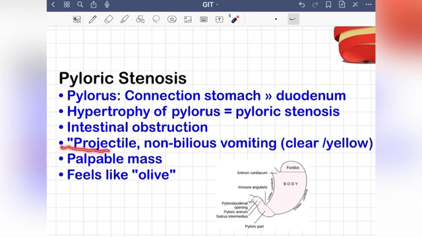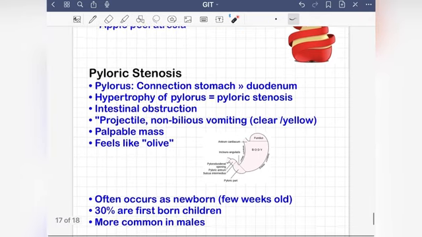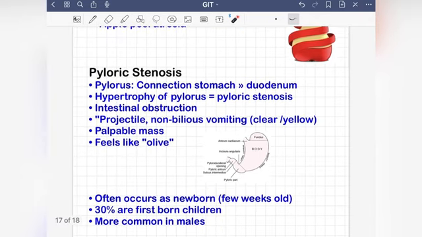Classically, these babies present with projectile non-bilious vomiting. So non-bilious means clear or yellow vomiting, as opposed to bilious vomiting, which is usually dark green. The reason it is not bilious is because the obstruction occurs prior to the entry of bile into the small intestine. Therefore, the bile cannot get back into the stomach and it's not part of the vomitus. Another key finding of pyloric stenosis is a palpable mass that feels like an olive.